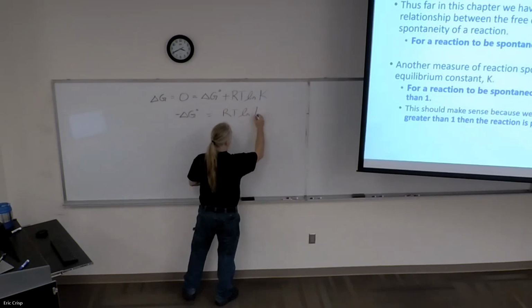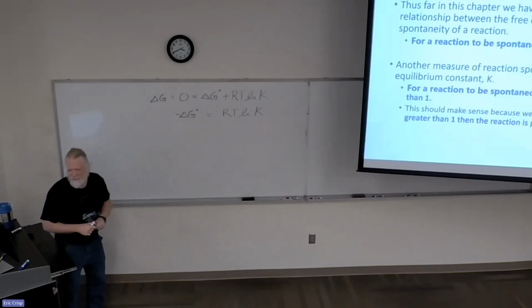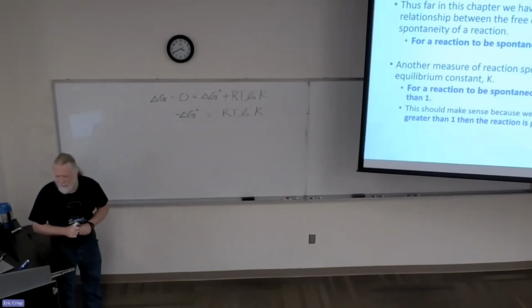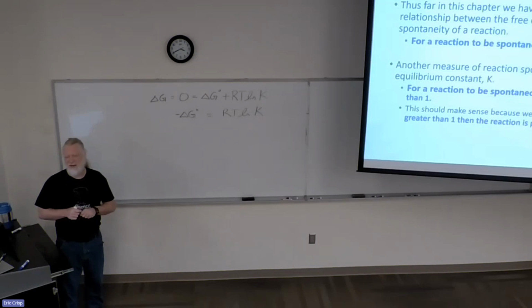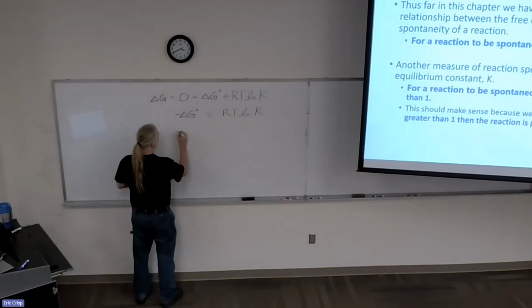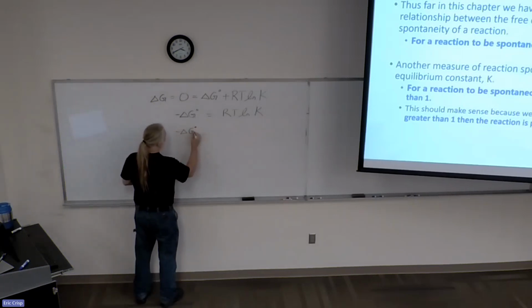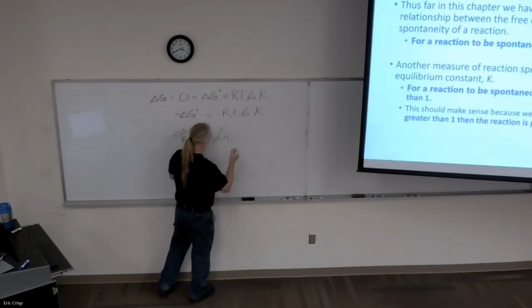Okay. Y'all see where I'm at right now? Alexis, what would you do next? Oh, you're in algebra class, algebra test time. Yeah, divide something. What would you like to divide? Wait, what are we trying to solve for? So, RT. Negative delta G naught divided by RT leaves ln K.